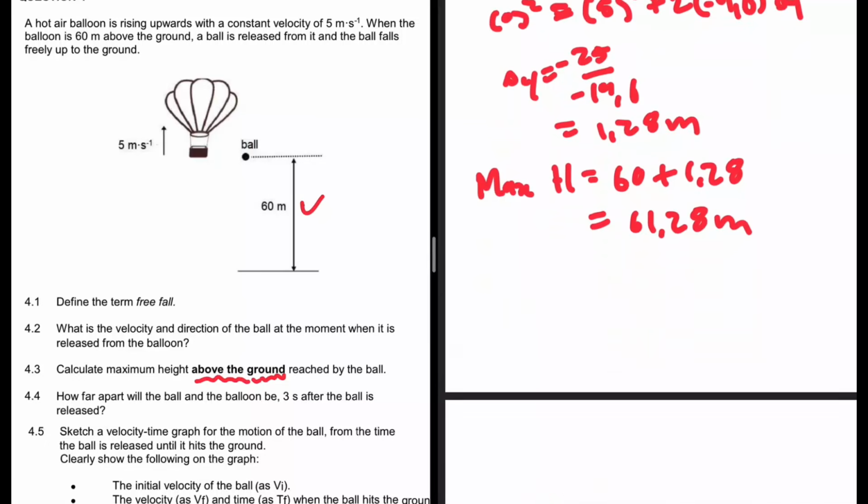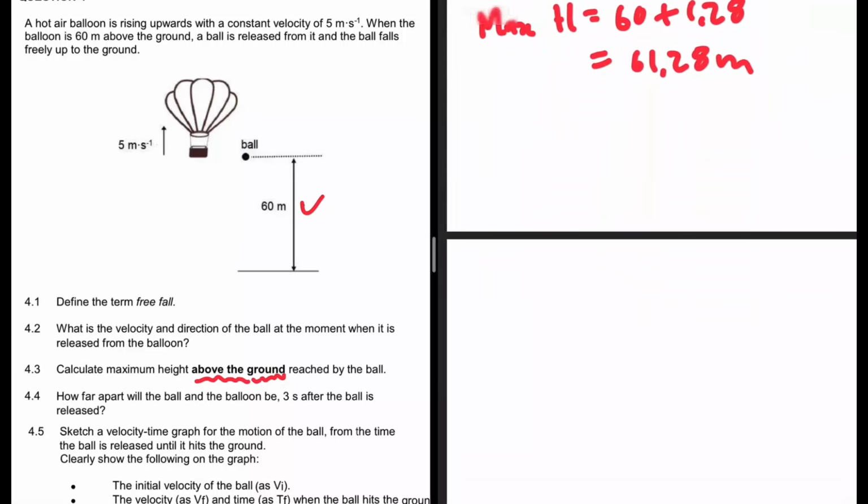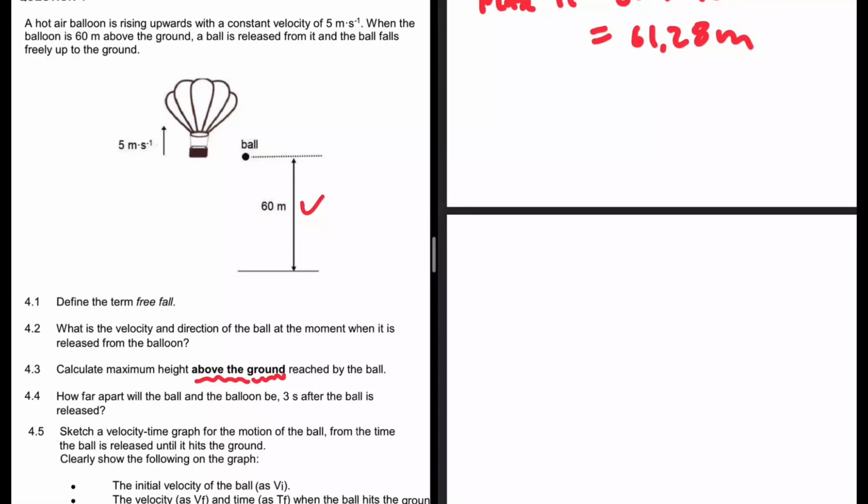Okay, and then 4.4: how far apart will the ball and the balloon be 3 seconds after the ball is projected? So the balloon keeps rising at a constant velocity, and our ball, obviously, starts by going up for some time and then starts going down. So we want to calculate how far apart they are. Let's start with the displacement of the balloon.